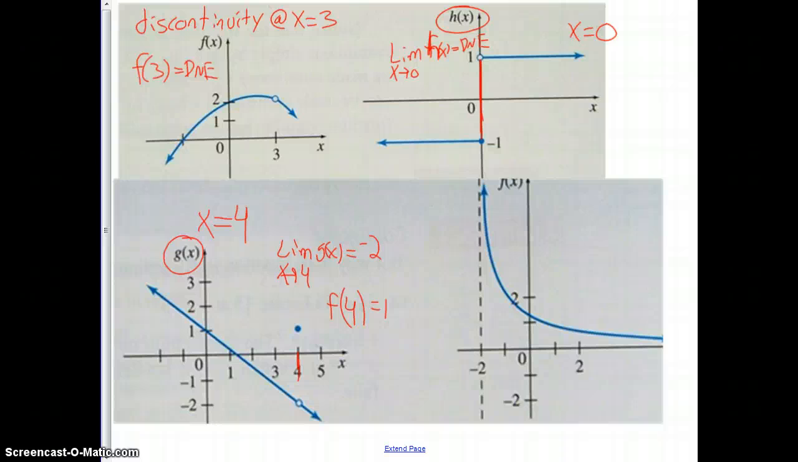Looking at this last graph on the bottom right, you can see there's a vertical asymptote at x equals -2. So there's our discontinuity. The reasoning here, well, the limit doesn't exist as x approaches -2, but also the function, you plug in -2, that doesn't exist either. There's a couple of reasons. So at the vertical asymptotes, the function is discontinuous.